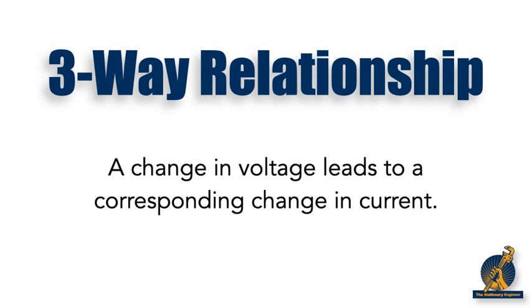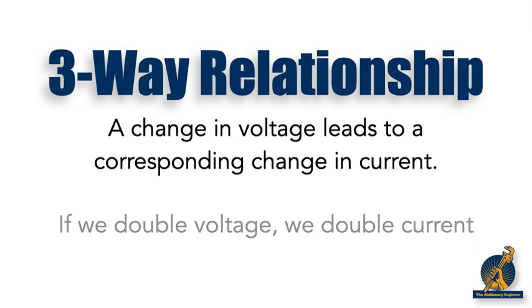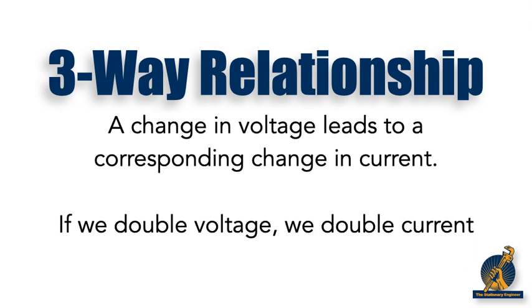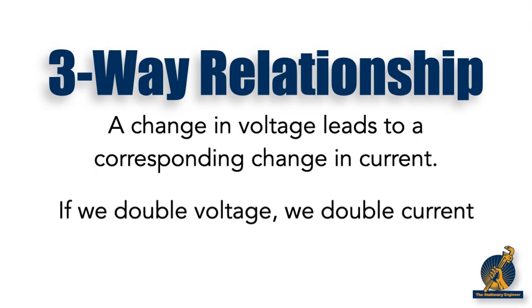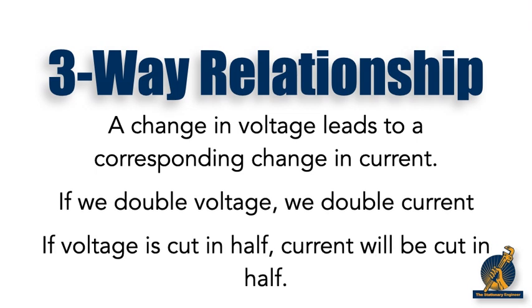Well, a change in voltage leads to a corresponding change in current. So if we double the voltage, we're going to double the amount of current because we have more pressure pushing more current. And if we cut the voltage in half, our current will be cut in half because now we have less electrical pressure pushing fewer electrons, which equals less current.